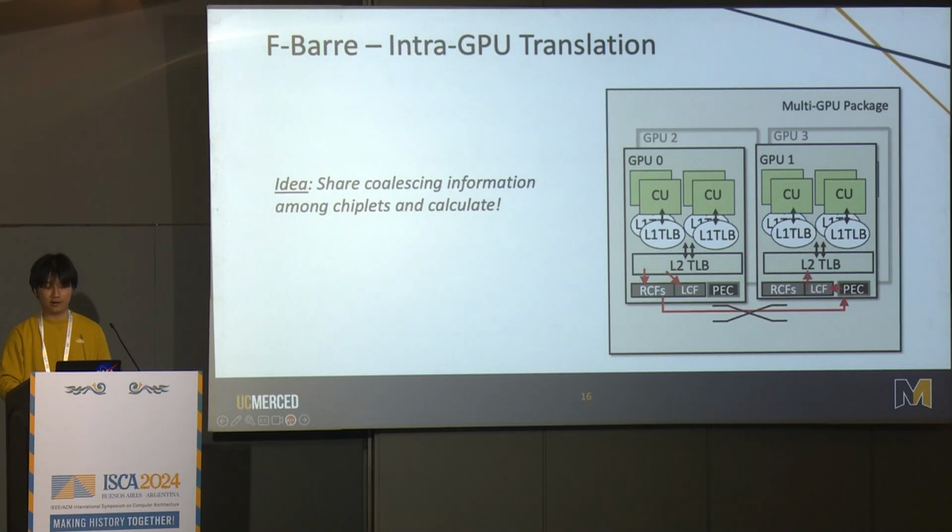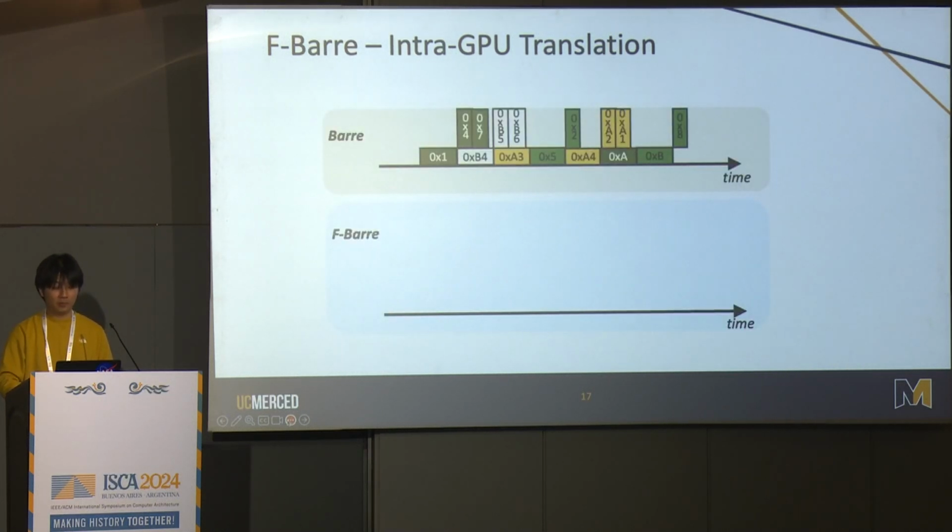Operation-wise, we first check the RCF to get the potential GPU chiplet that contains the translation. Then it will send the request. Then the remote GPU will query its LCF and check the L2 TLB, and if all of them return a hit, a translation result will be returned without a page table walk.